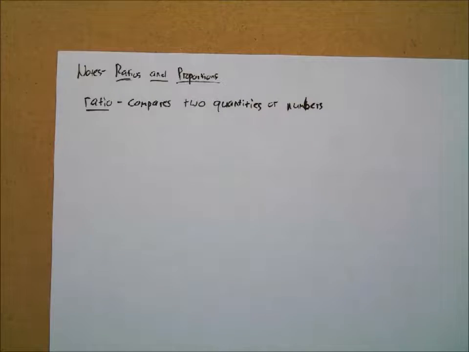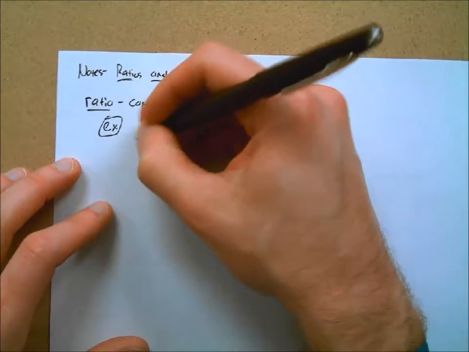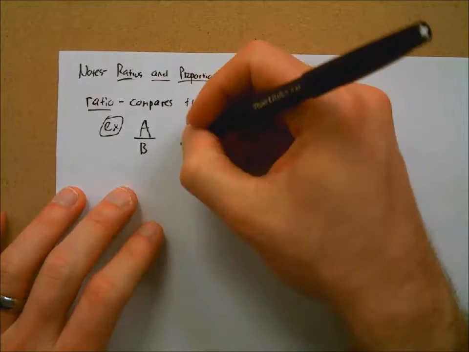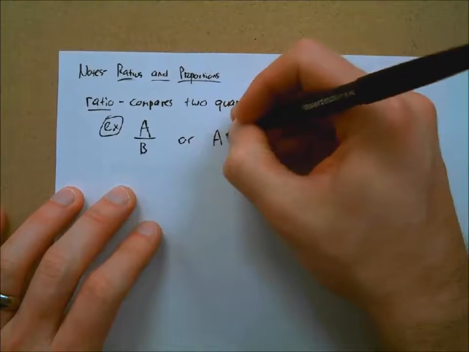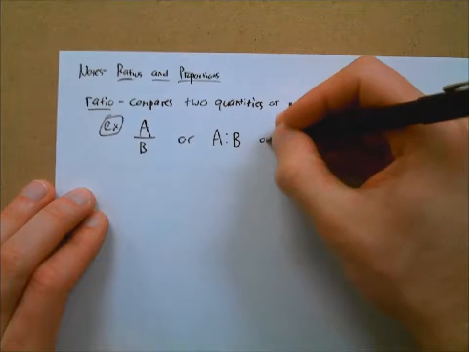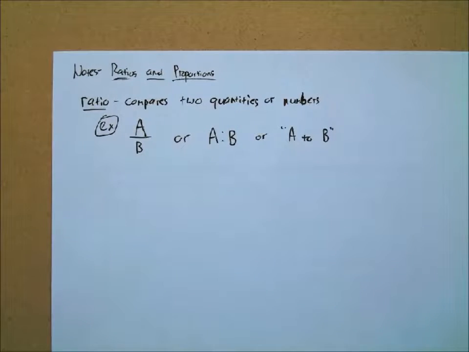The way we write ratios, there are different ways to write it. You can write ratios as A over B, like that. A fraction is a ratio; a ratio is a fraction. Alternatively, you could see ratios written as A colon B, or you could literally just have the phrase A to B written out. All three of those are describing the same ratio. A over B, A colon B, A to B all mean the same kind of quantity or idea.